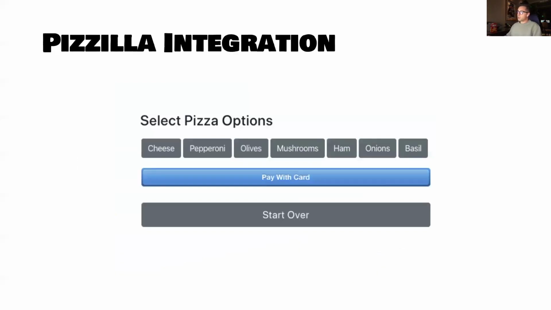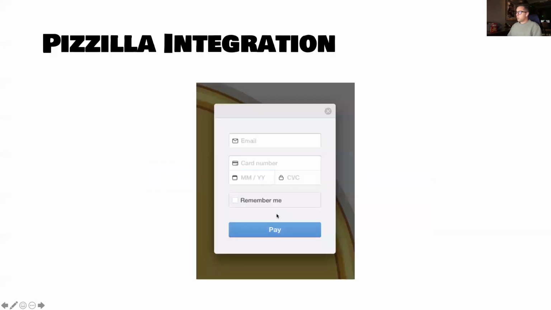The Pizzilla integration, what we're going to do is we're going to make it look like this. So if you remember our Pizzilla app, we can choose our toppings up here on the top, and then give them an option to pay with their card or start over. And then once they click pay with card, this will pop up. It'll let them put their email in and their card number, and they'll hit pay.